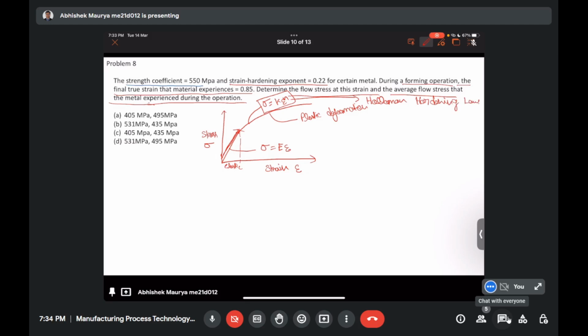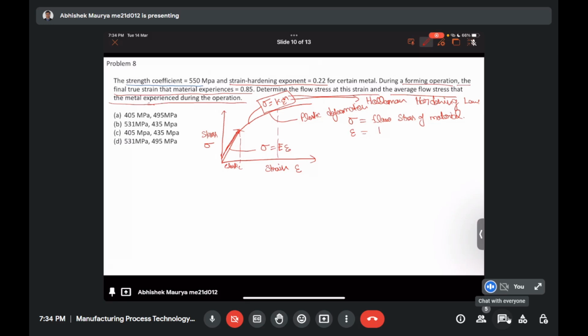So what is sigma here? Sigma here is the flow stress of the material. Epsilon is the true strain at any particular deformation.